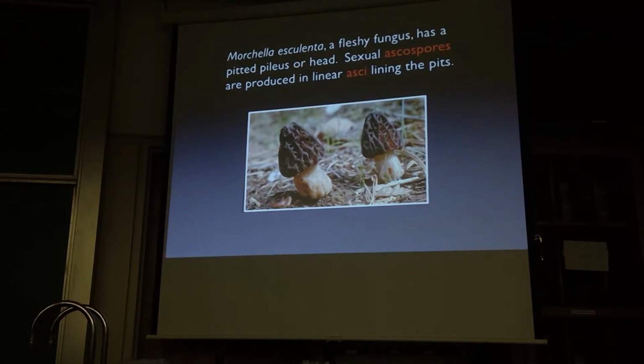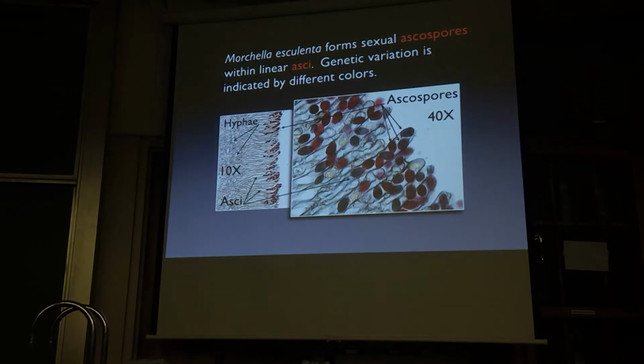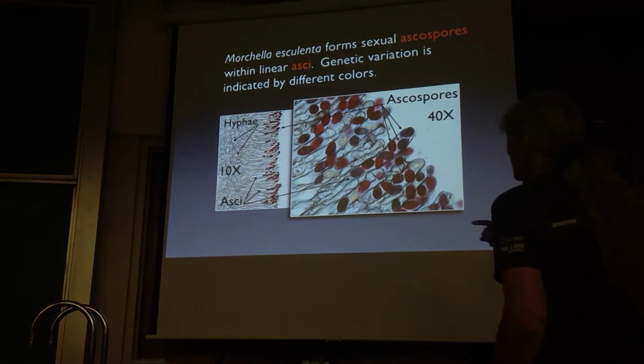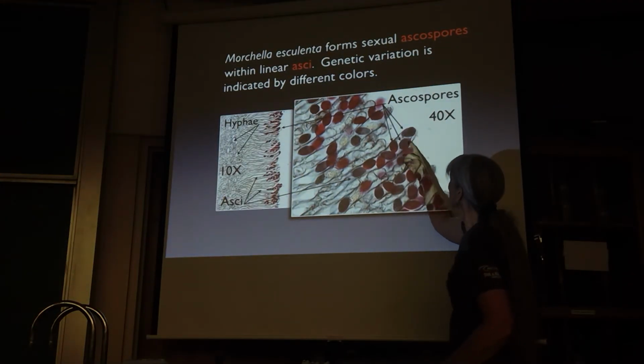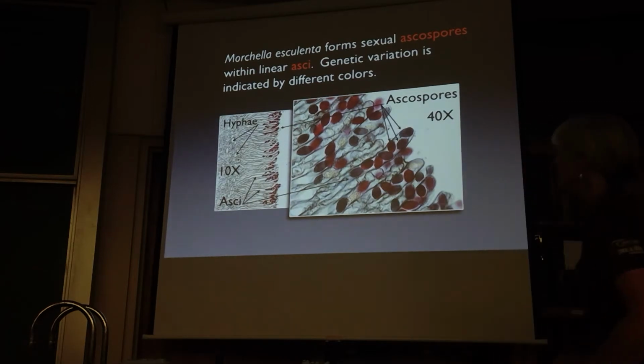This is Morchella esculenta. So what we're looking at, this is a fleshy fungus. They do produce sexual ascospores in asci. If you look at that, notice how that fungus has a lot of indentations in the cap. And where we find the spores are lining those indentations. So again, when you see a fleshy fungus, that is a reproductive body, strictly for reproduction. These are the asci with the ascospores. In this case, the asci are linear. The ones of Saccharomyces were kind of oval shaped.